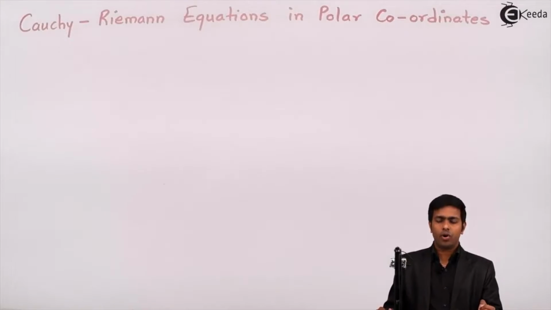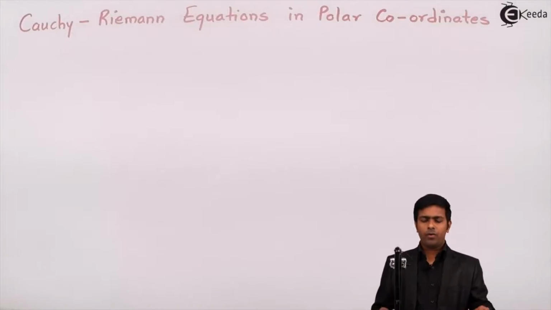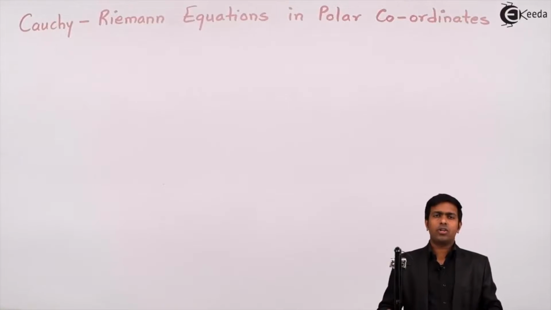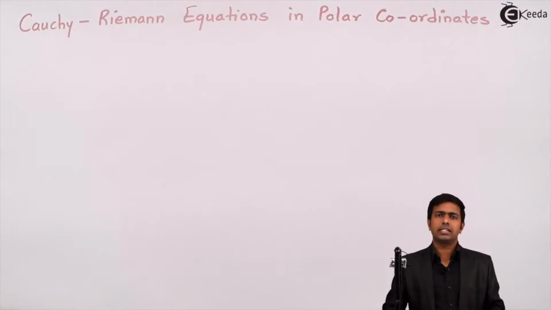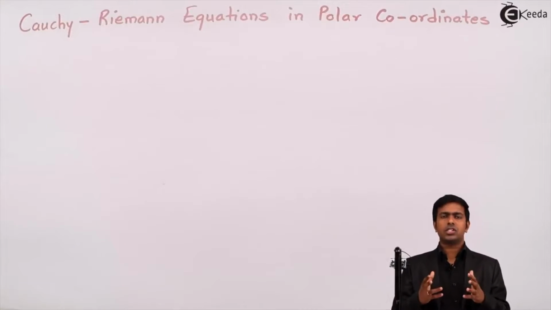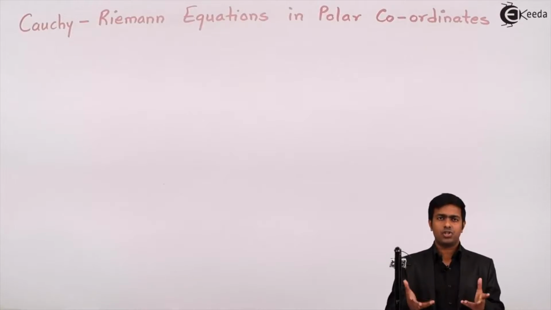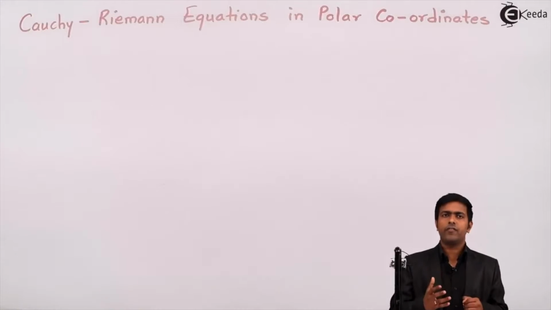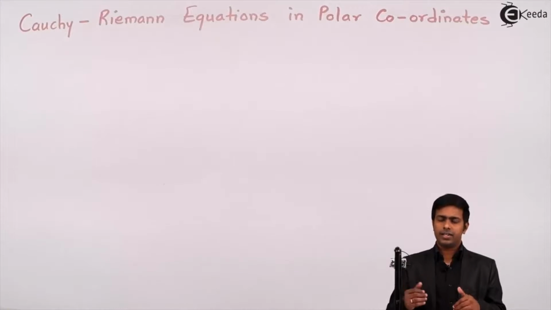Learn a new concept of Cauchy-Riemann equations in polar coordinates. Now, why do we require Cauchy-Riemann equations? Obviously to prove that the given function is analytic. By proving that the Cauchy-Riemann equations or Cauchy-Riemann conditions are true, we say that the given function is analytic.